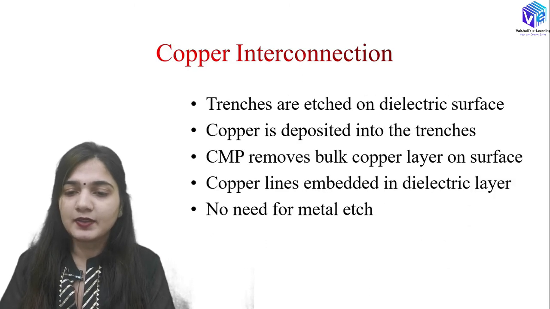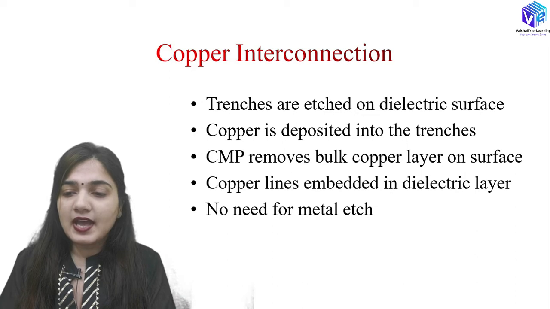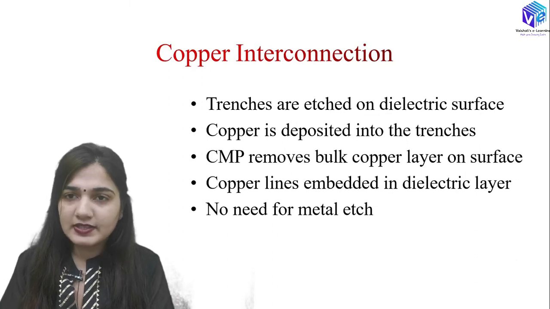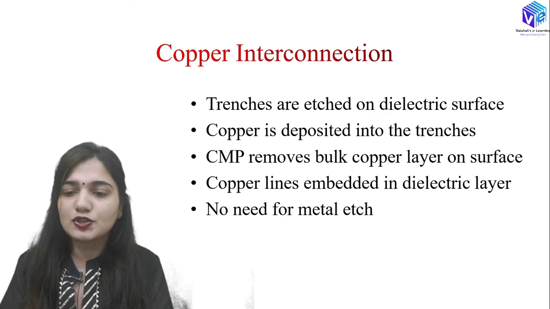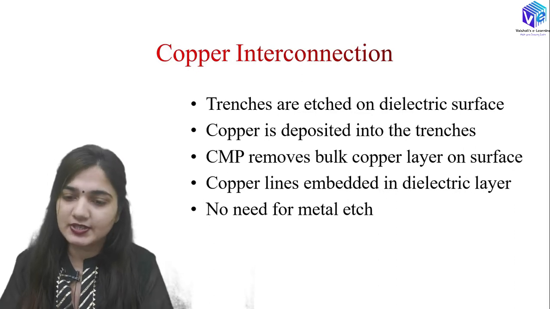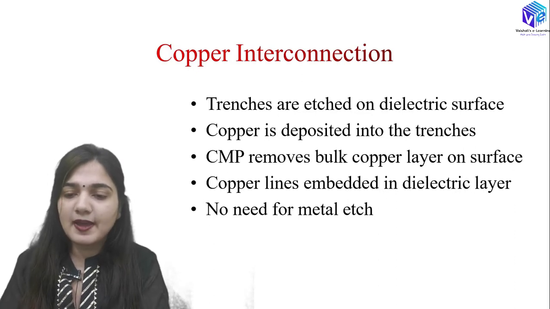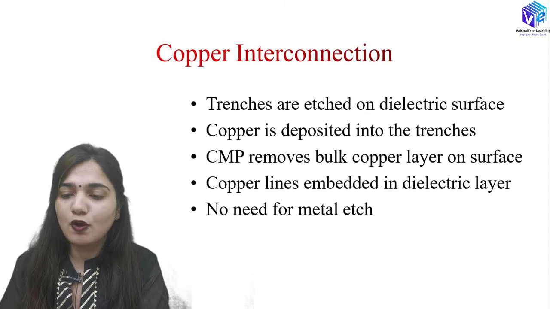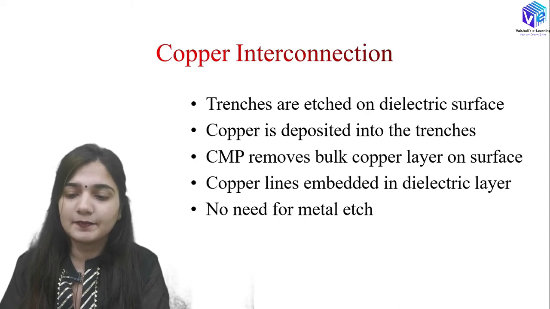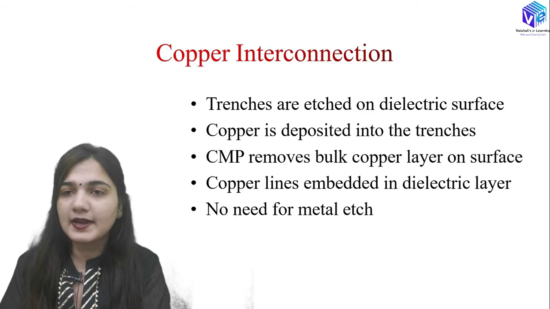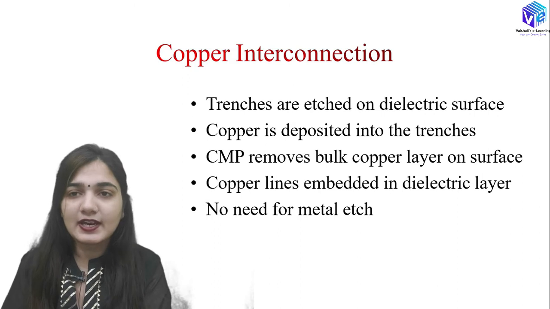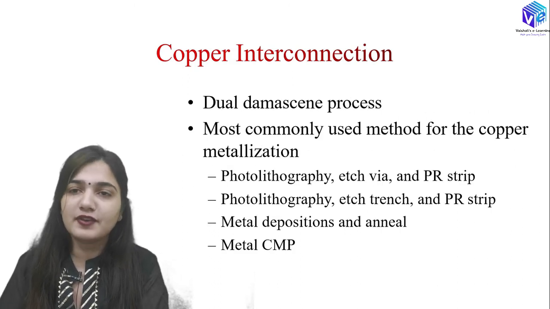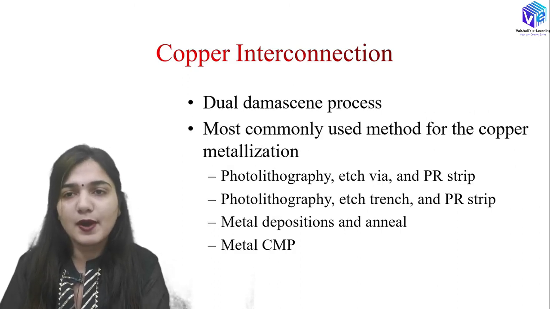I can say that. So now trenches are etched on the dielectric surface first, right? And after that we are going to deposit copper into these trenches. After that we are going to do the CMP, which is going to remove the bulk copper layer from the surface, and after that we are going to embed the copper lines in the dielectric layer. Now here I don't require the metal etching step. So here we have one metal etching step reduced, right? So this is how it is different from the traditional process. I'm going to talk about this as well.